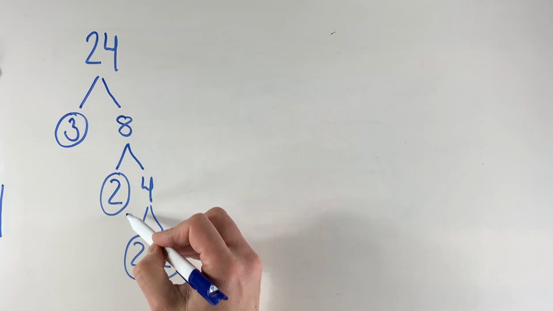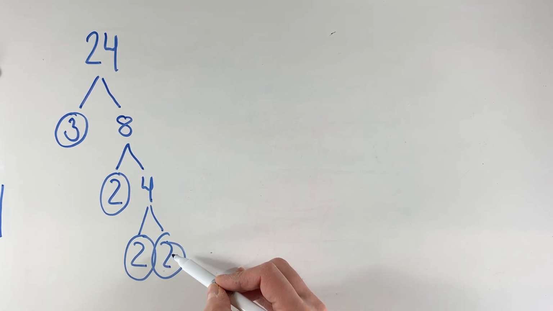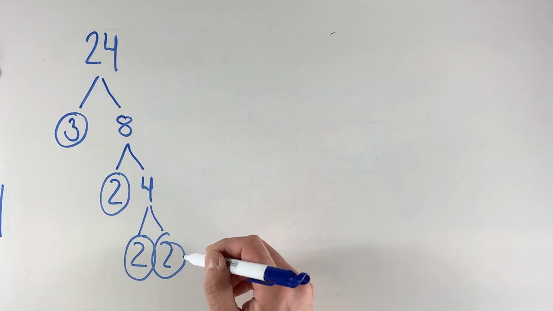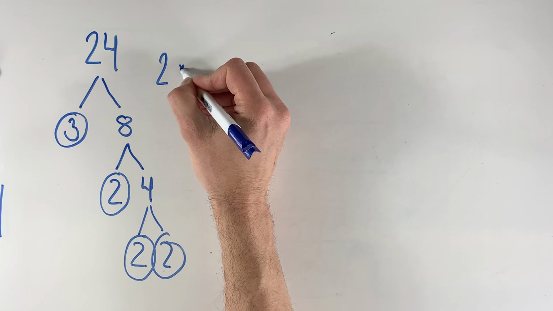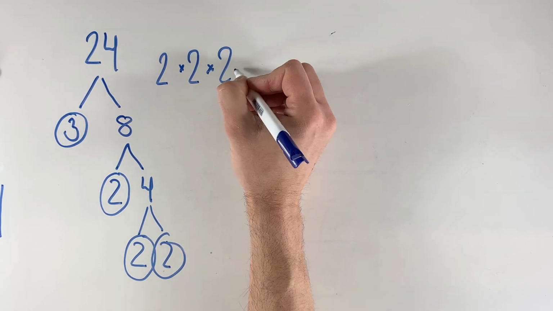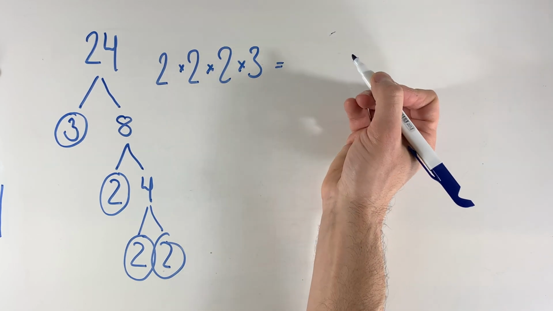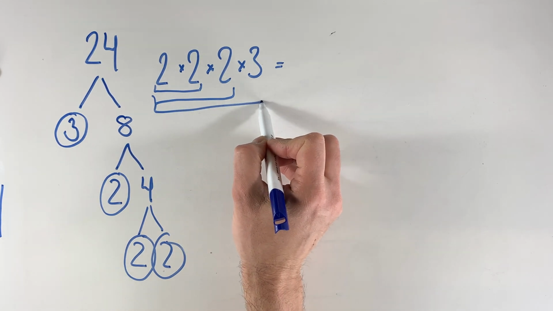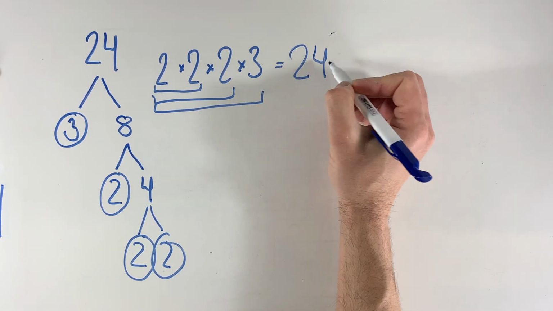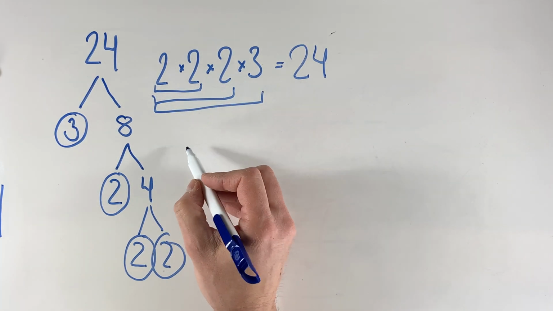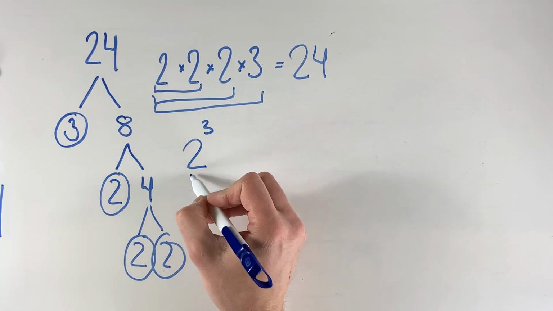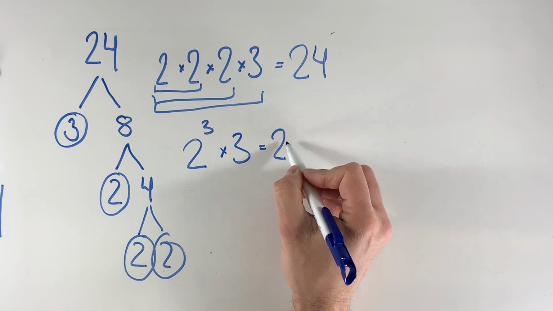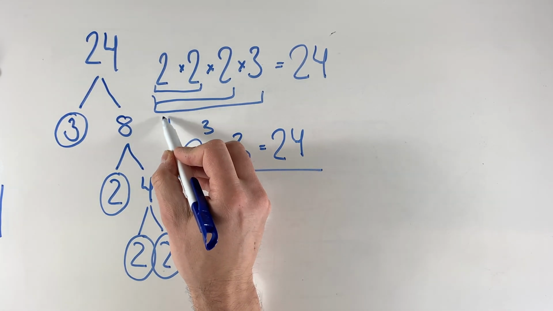All the circled numbers, the numbers at the tip of these branches in this tree, are prime numbers. In this context, they will be referred to as prime factors. If we multiply these together, 2 times 2 times 2 times 3, we're going to get 24. 2 times 2 is 4, 4 times 2 is 8, 8 times 3 is 24. A somewhat shorter way of writing this would be 2 cubed times 3 equals 24, because we're multiplying 2 by itself 3 times. And this is our final answer. This is how we're going to be expressing it.